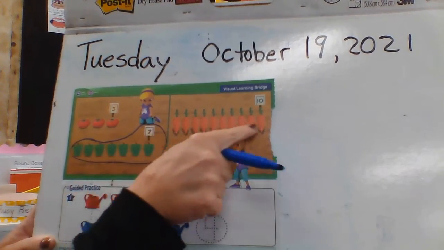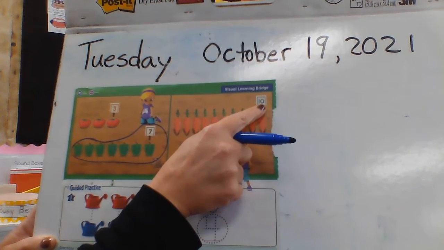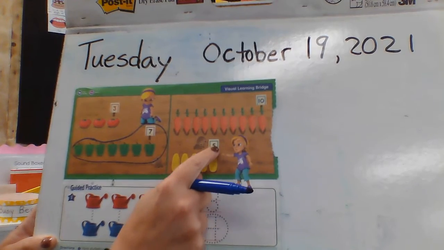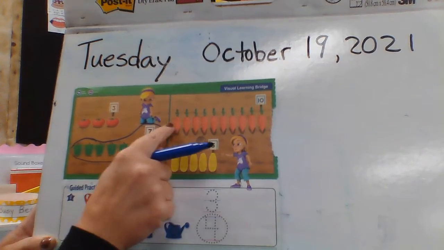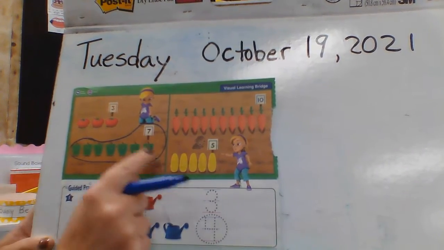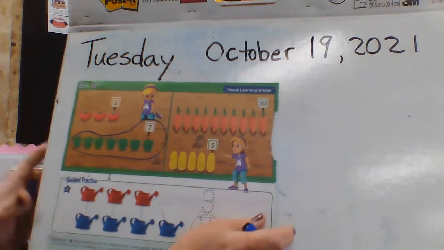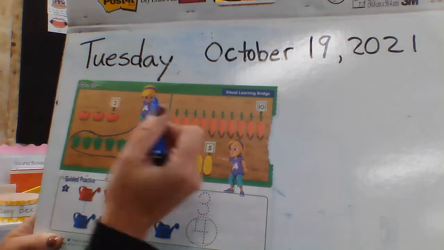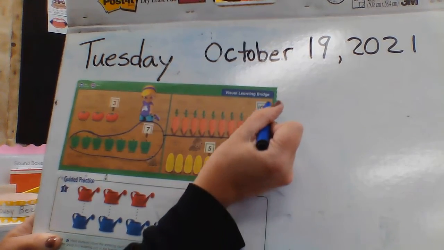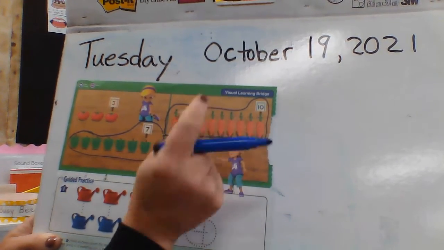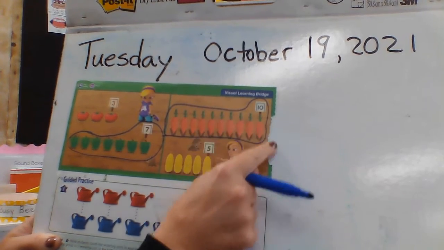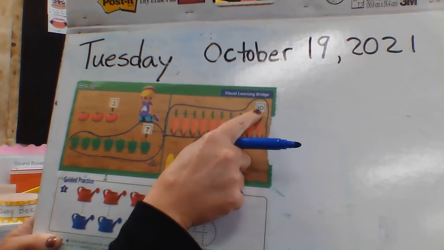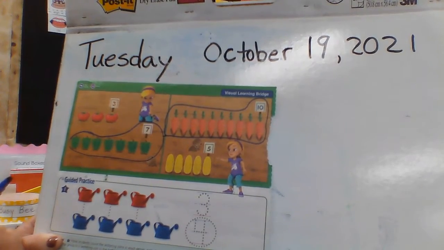She's got carrots. Wow, she's got 10 carrots. And she's got corn, 5 corn. 10 carrots, 5 corn. Which one has more? If you said 10, you are right. 10 is more than 5.